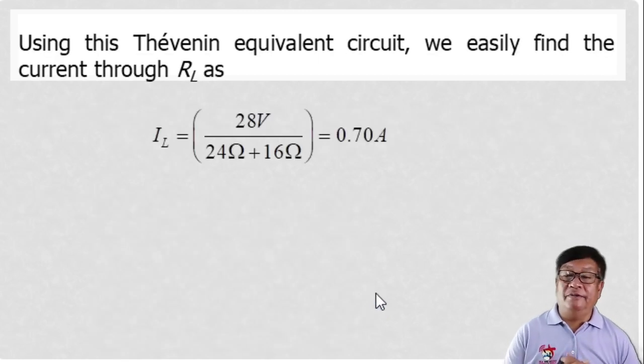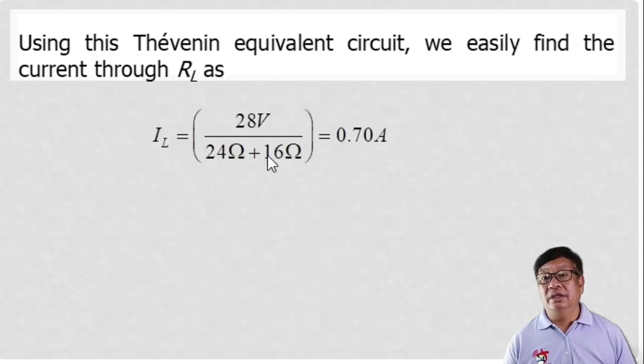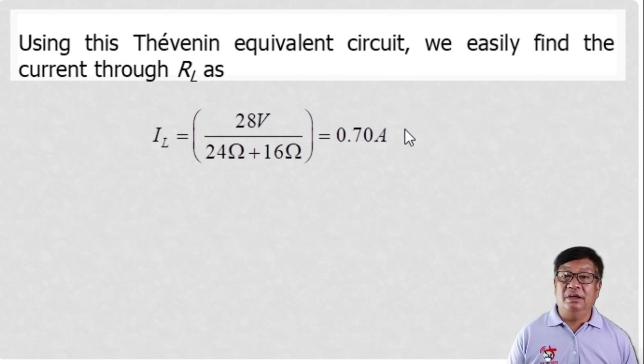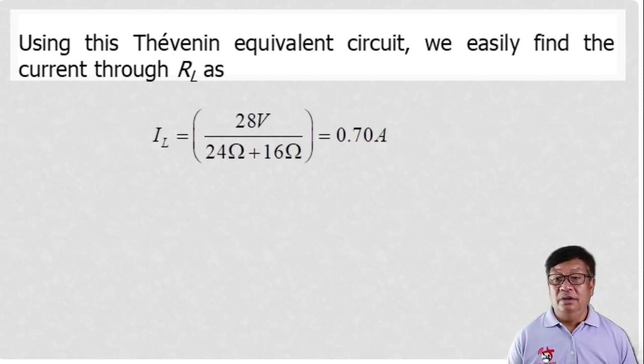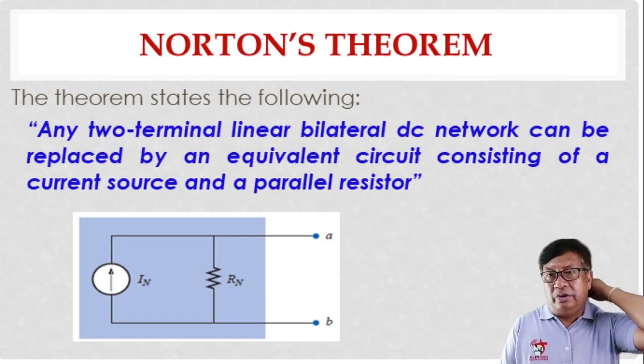Okay, so therefore, if you're going to solve for the load current, so we have the load current using Ohm's law. The voltage of 28 divided by the sum of these two, the 24 and 16 ohms. So that is more or less equal to 0.7 amperes for the load current. Okay, so we have this solution here of example. Then let's proceed to Norton's theorem.